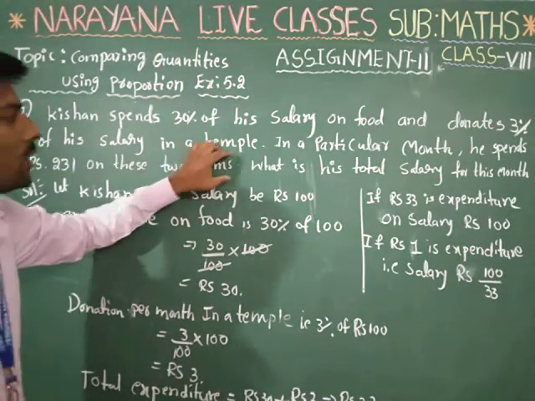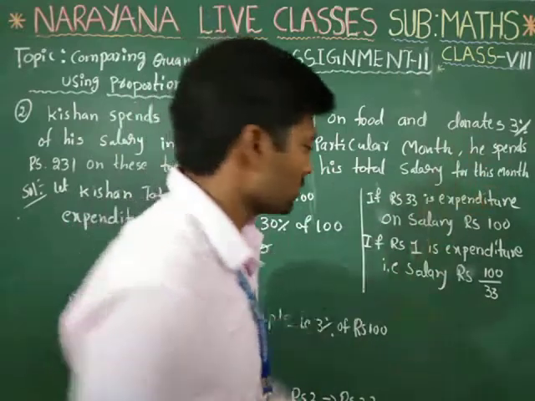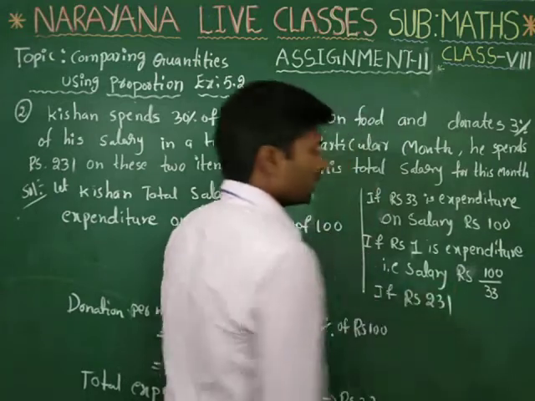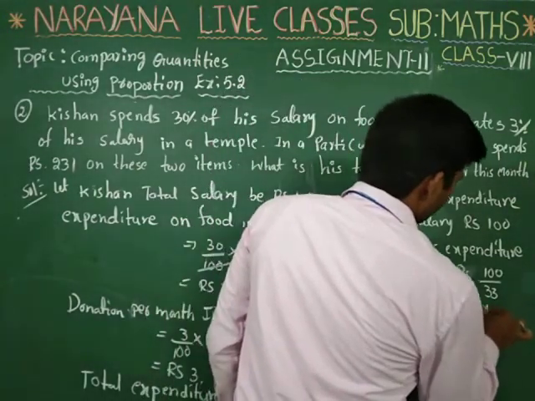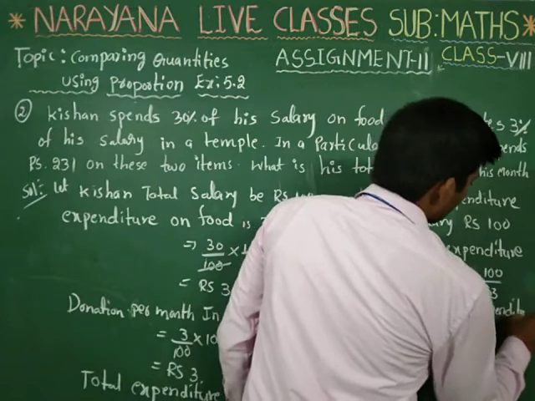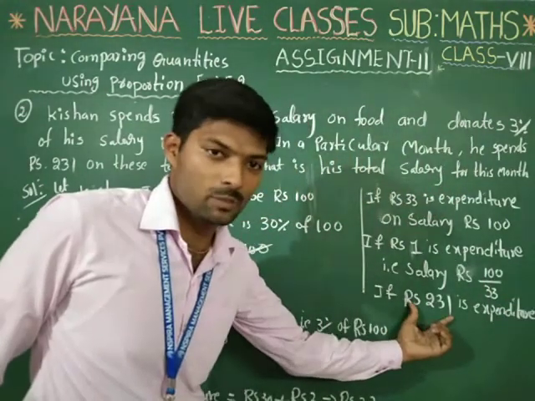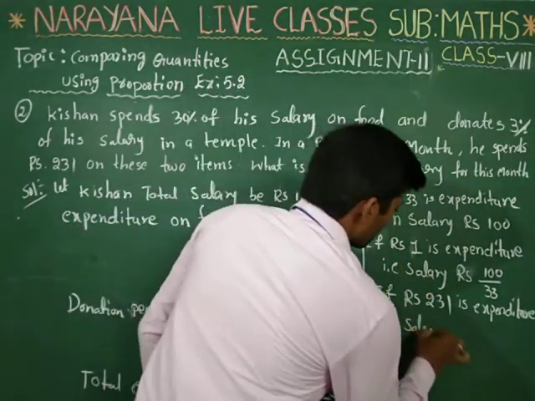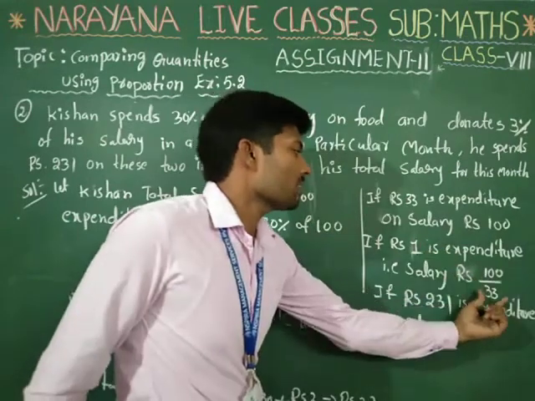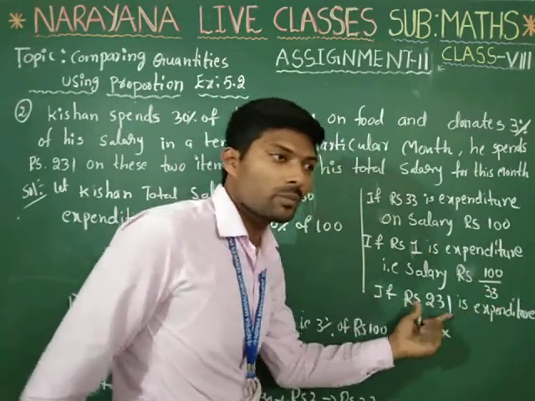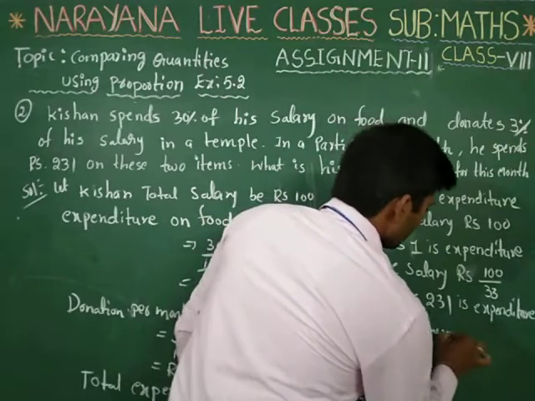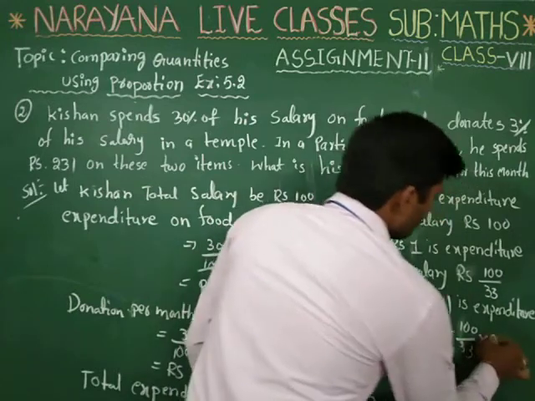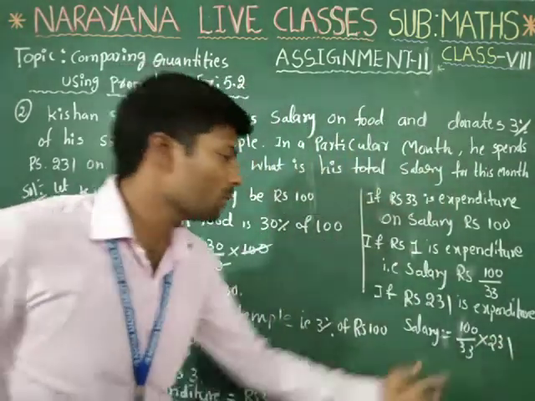two items, in this case what is the salary of Kishan? So let's take, if Rs 231 is the expenditure, for example, in this case what will become his salary? For 1 rupee, what will become? It is 100 by 33. For example, if it is 231, it means 100 upon 33 into 231. So how many times will it cancel?